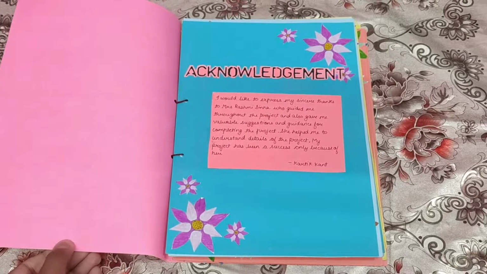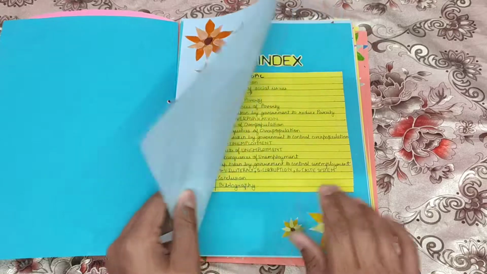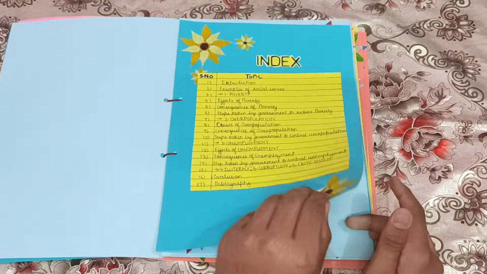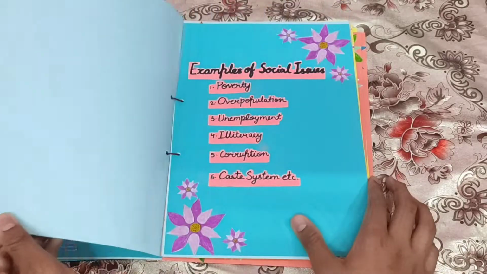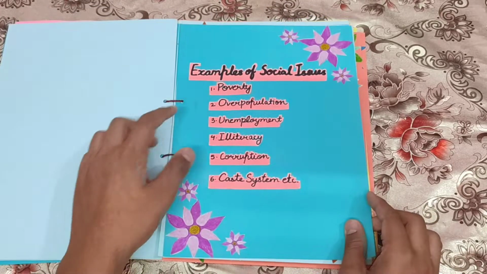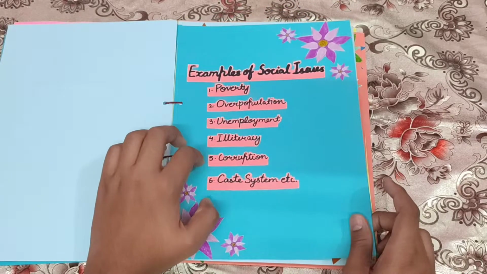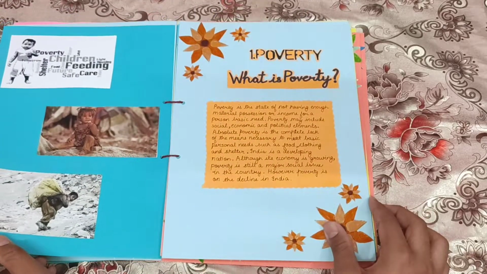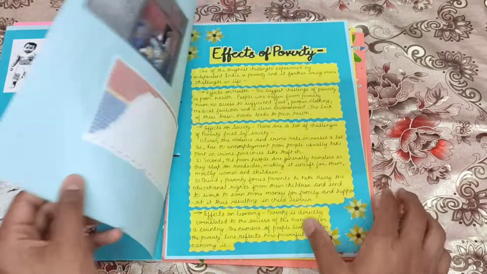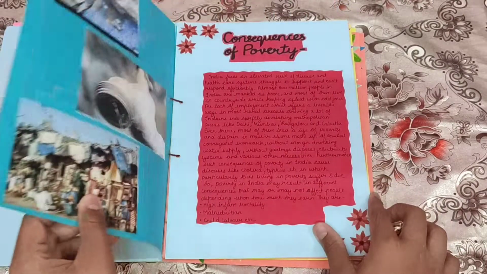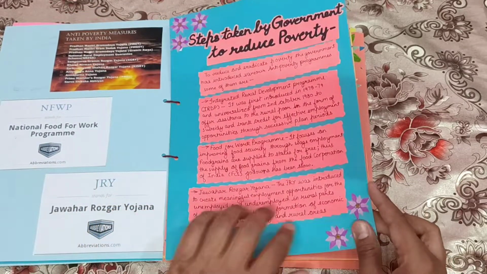First of all comes the acknowledgement, then certificate, index, then introduction, what are social issues, examples of social issues, poverty, overpopulation, unemployment, illiteracy, corruption, caste system. Now let's start with the first topic, that is poverty. What is poverty? Effects of poverty, consequences of poverty, and steps taken by the government to reduce poverty.